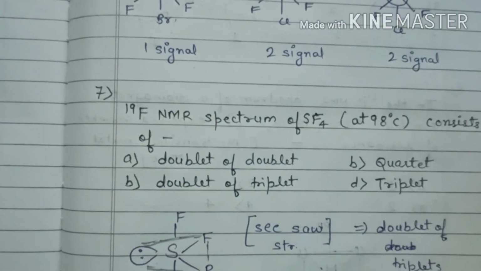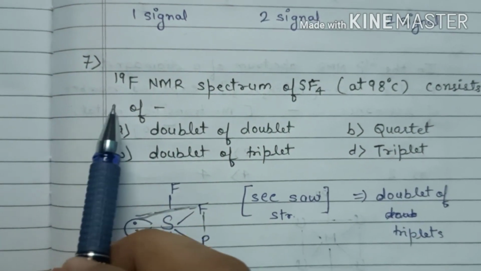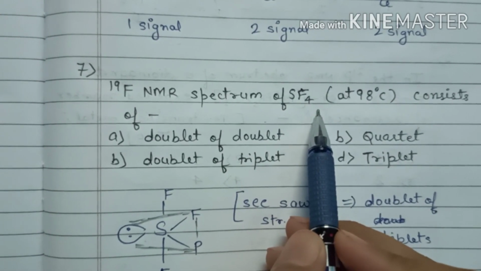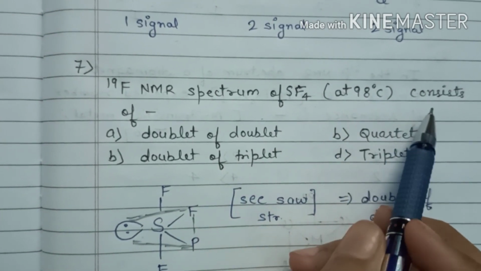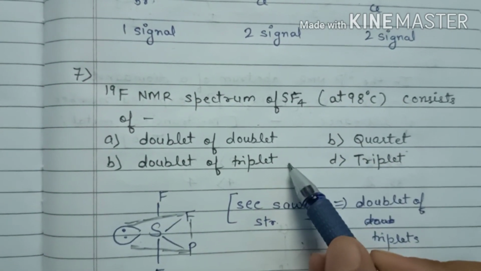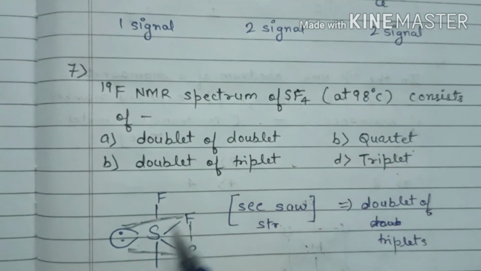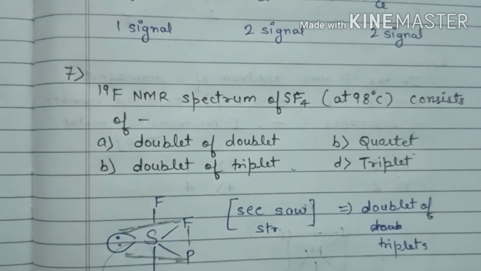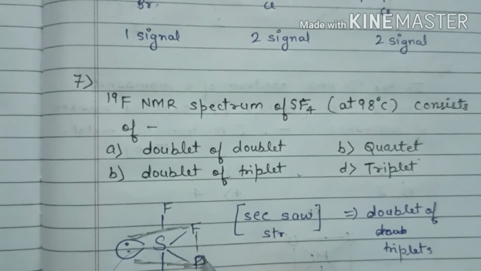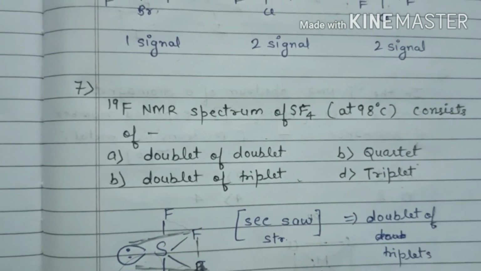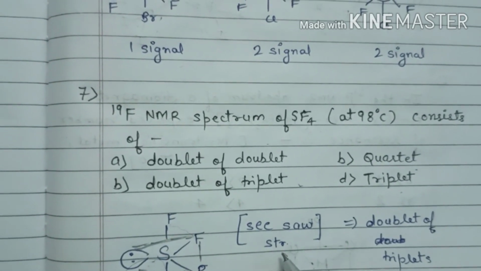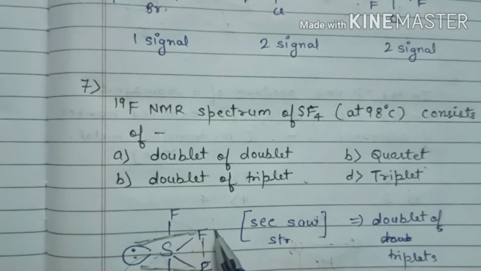And see the last question but not least. The F-19 NMR spectrum of SF4 at 98 degrees Celsius consists of doublet of doublet, quartet, doublet of triplet and triplet. See the structure of the SF4 molecule. These 4 fluorine atoms and 1 lone pair are here. It shows a seesaw structure.